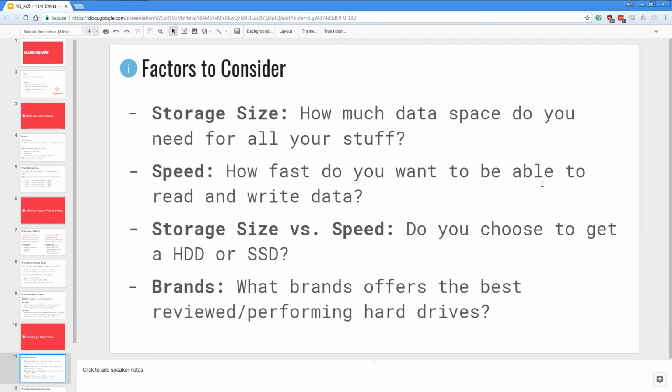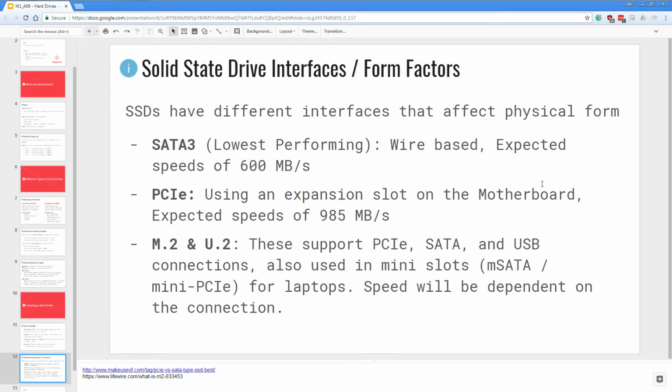And next, you can talk about brands. You can consider and research what brands make the best hard drives at the time that you're buying your hard drives. We're now going to do a little expansive study on solid state drives because they are the most popular form of hard drives at the moment.